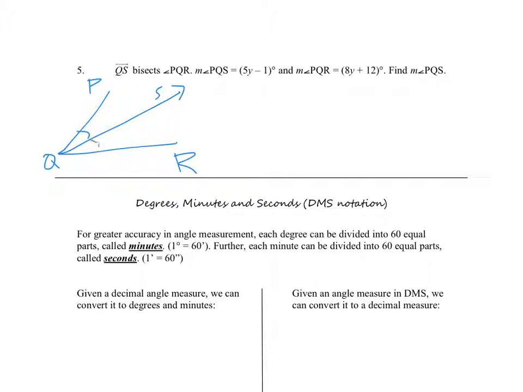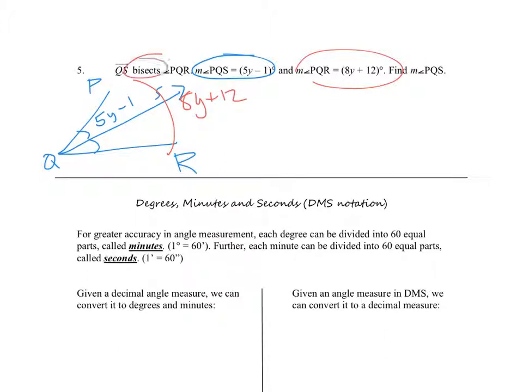So we know that these two angles are congruent. And then we're given some information about PQS being 5y minus 1, and then PQR, which is the whole angle, is 8y plus 12. So this whole angle is 8y plus 12, and we also remember that this angle has been bisected. Okay, so if the angle's been bisected and these two angles here are congruent, if one of them is 5y minus 1, then the other one must also be 5y minus 1.